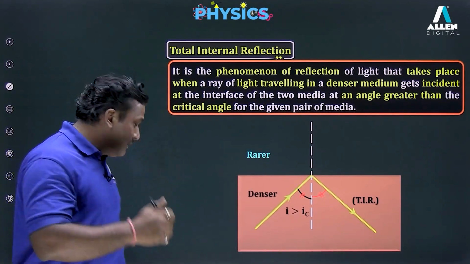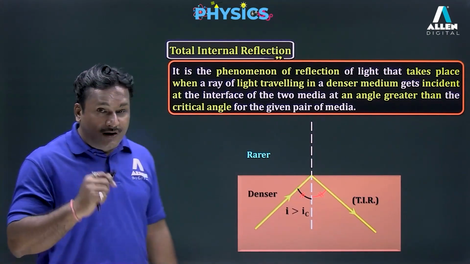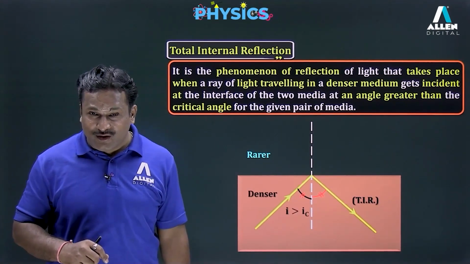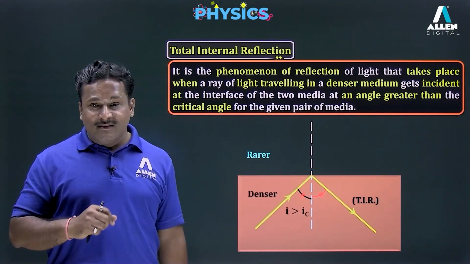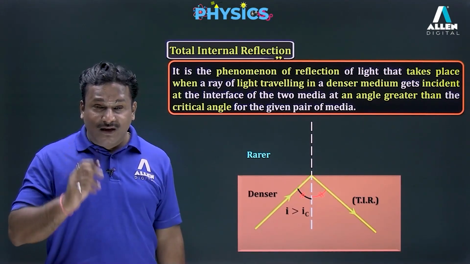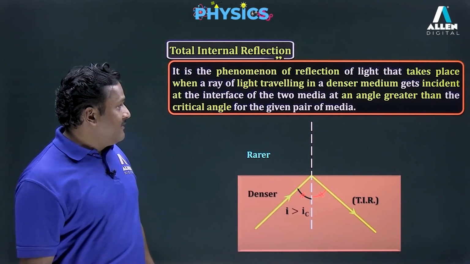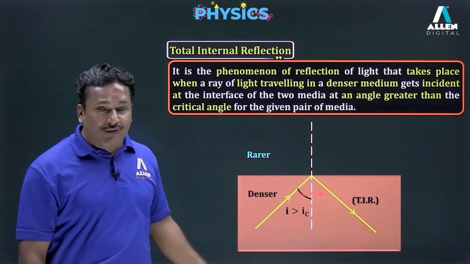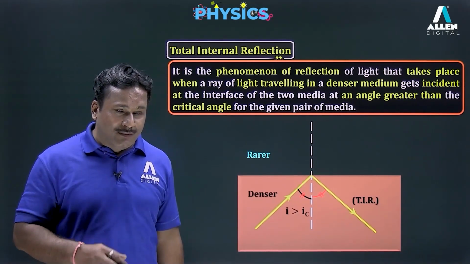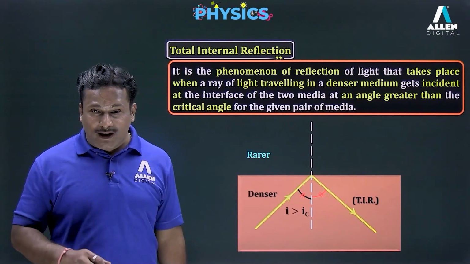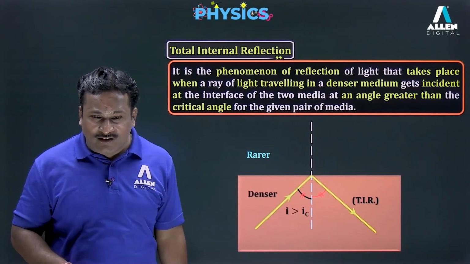Understood the point? This is that very interesting total internal reflection, a special case of refraction. Whenever a ray of light is going from a denser to a rarer medium, if the angle of incidence is greater than the critical angle, the ray will not go into that rarer medium; instead it will bounce back into the same denser medium. This particular phenomenon is termed as what?